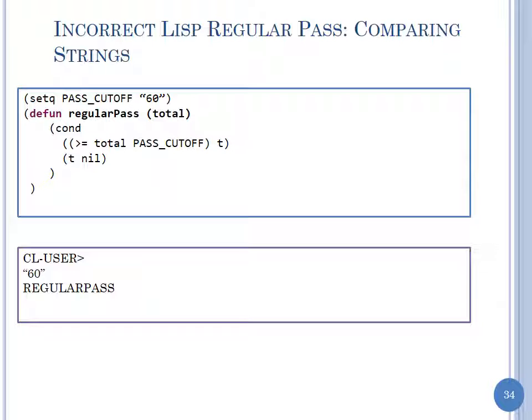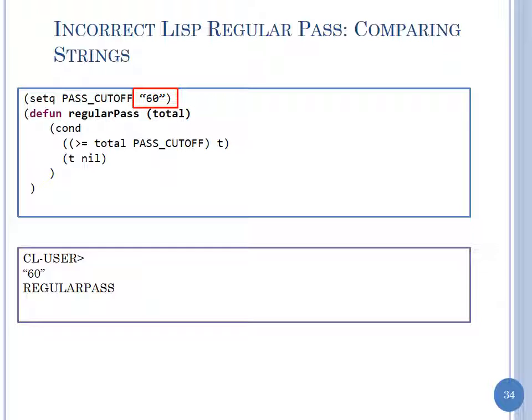No, because I never typed pass cutoff. Who knows? It might be a string. No error there. Do you expect any error when I define the function regular pass? No, because it doesn't do static typing. It says we'll see what happens at runtime. As far as I'm concerned, that's a regular function. And actually, we haven't done anything wrong in that function. It's all a legal function.